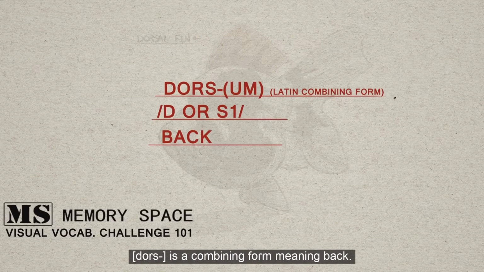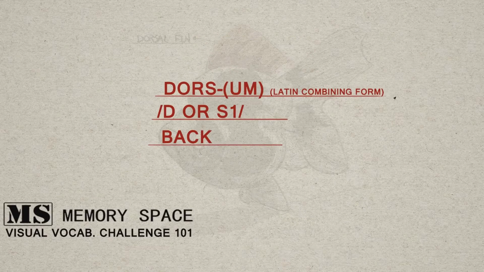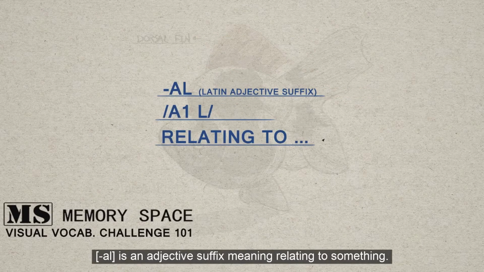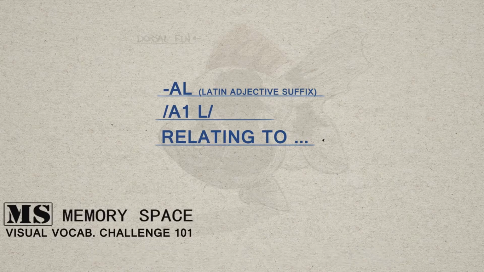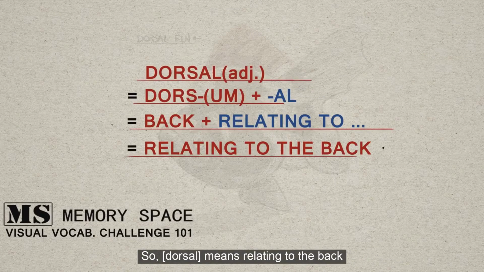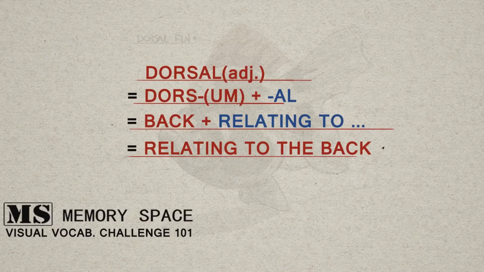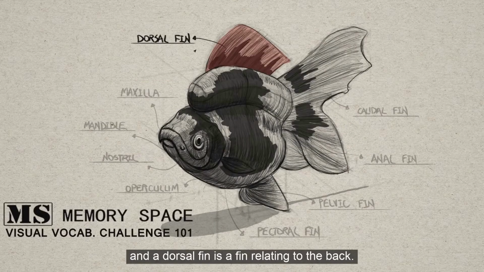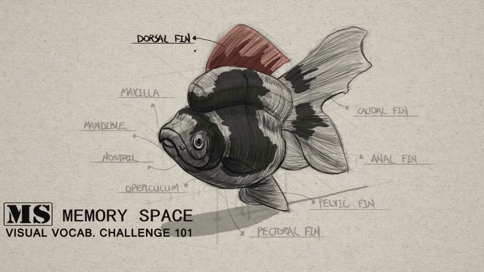Dors is a combining form meaning back. Sal is an adjective suffix meaning relating to something. So dorsal means relating to the back. And a dorsal fin is a fin relating to the back.